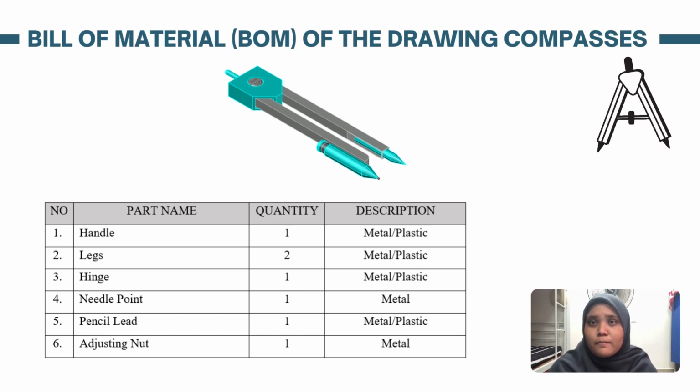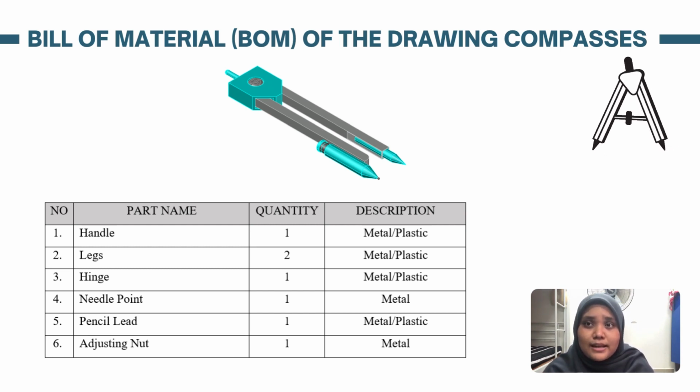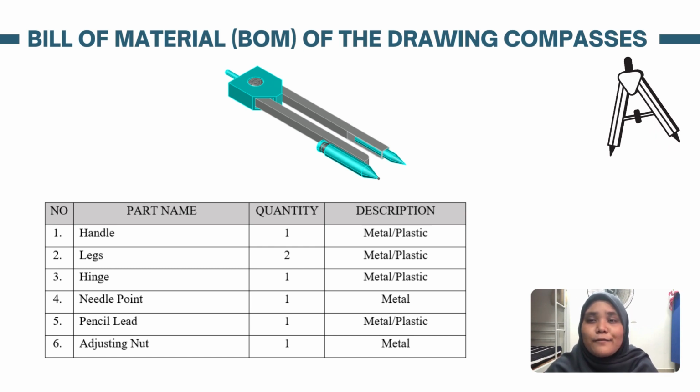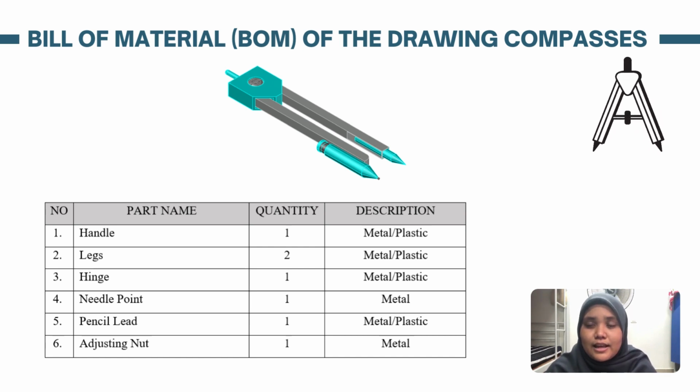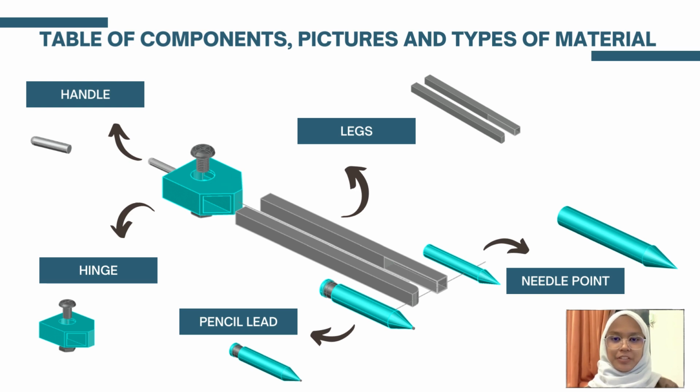Compasses are built from metal or plastic and have two legs joined by a head that can be adjusted to change the radius of the circle drawn. One leg usually has a spike at the end for anchoring, while the other leg usually has a drawing instrument on it, such as a pencil, a short piece of simple pencil lead, or a pen. As you can see, here we list the parts of compasses and their descriptions. Next, I will continue this presentation with a table of components, pictures and types of materials.